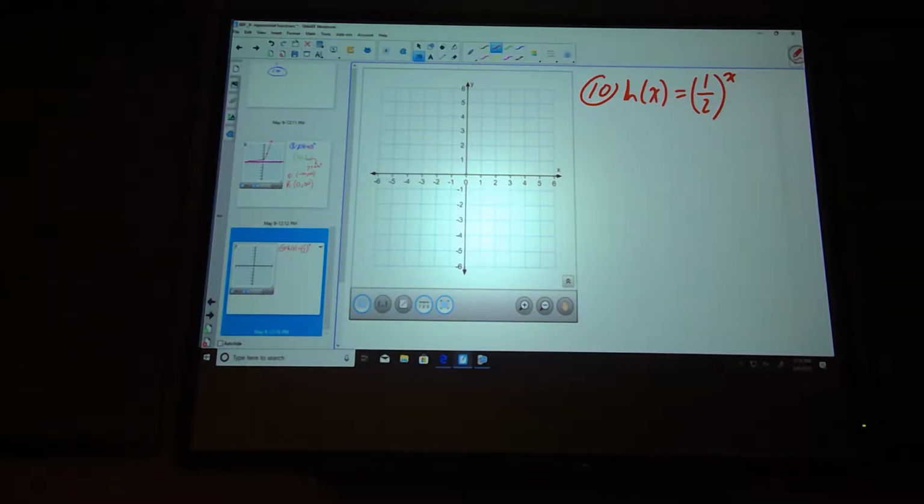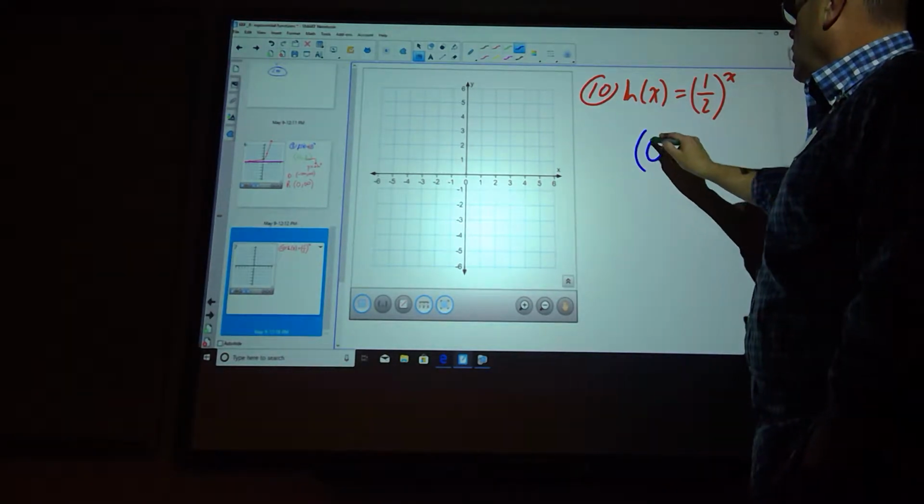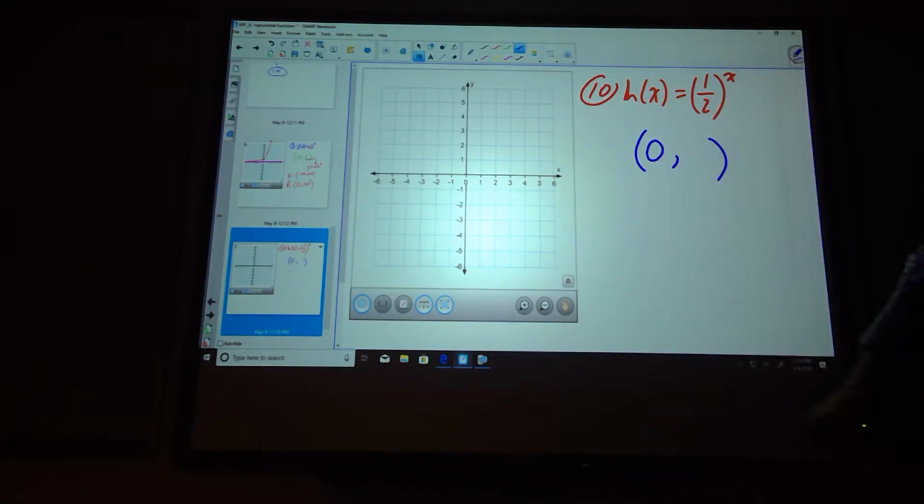All right. So a few things. Let's do what we know how to do. We know how to plug 0 in. 1/2 raised to the 0 power is 1. Okay.